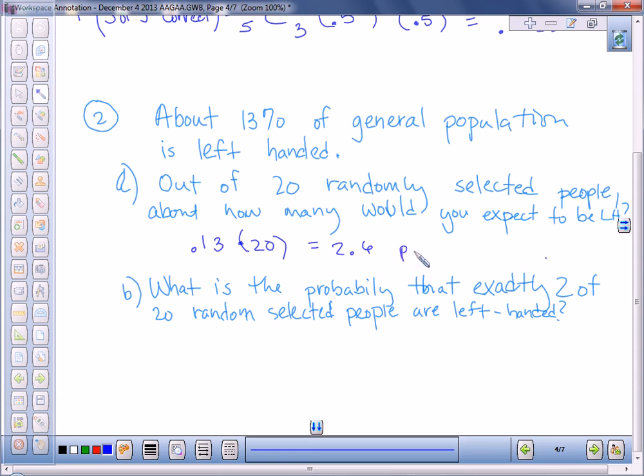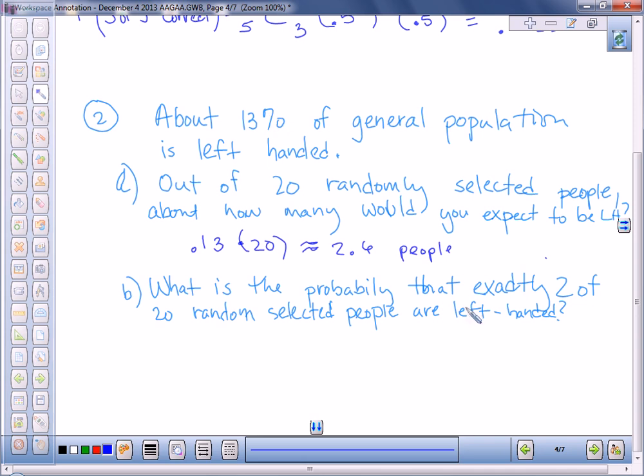Okay, now B says, what is the probability that exactly 2 of 20 randomly selected people are left-handed? So this is a little different. The first says, what would you expect? This is, what is the probability that exactly 2 randomly selected people are left-handed? So is this a binomial experiment? Yep. We are choosing 20 people, so we have repeated trials. We have our probability of success, which is not going to change. They are independent of each other. Whether or not one person is left-handed doesn't affect if the next one is.